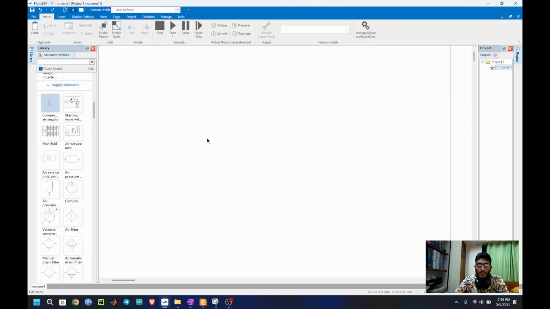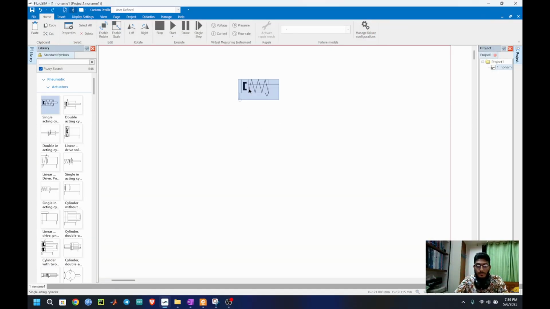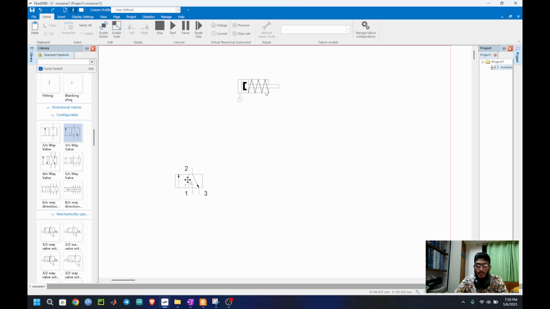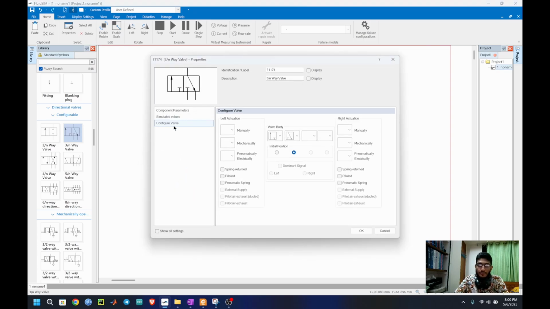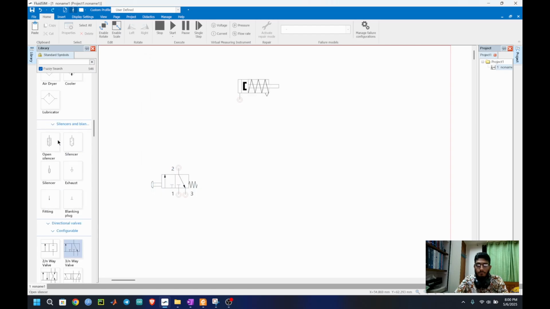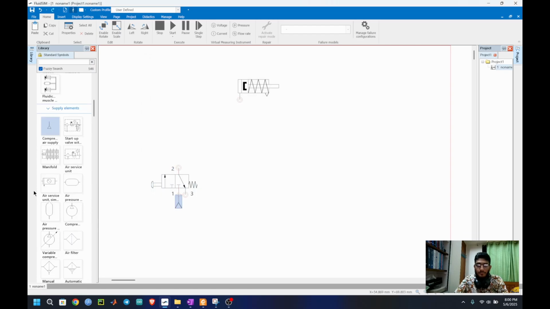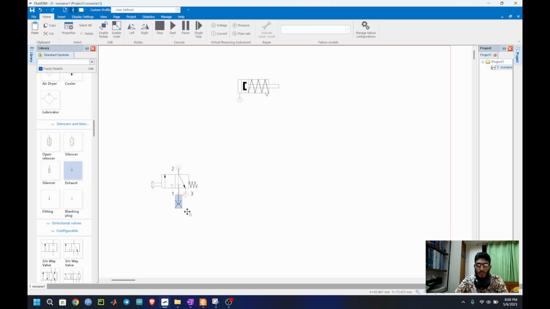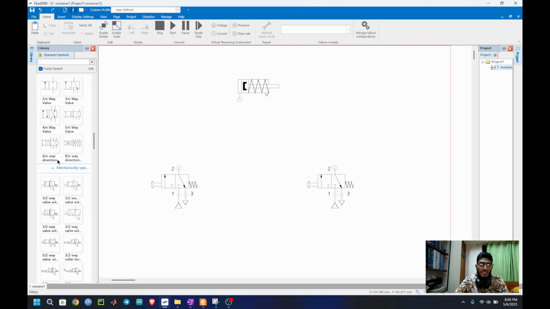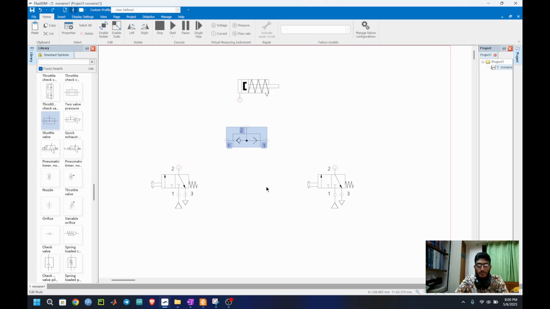So this is my software. I need a single acting cylinder, two DCVs, making a push button and spring return, power supply, exhaust, copy and paste. Now I need a shuttle valve. I did exactly as I discussed. Let's simulate this.